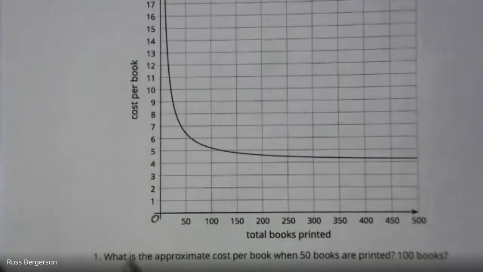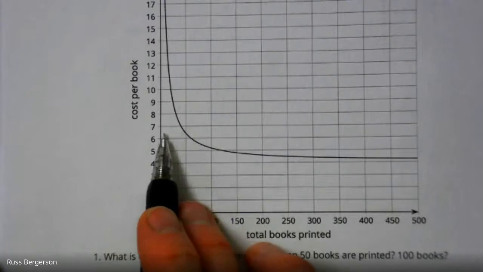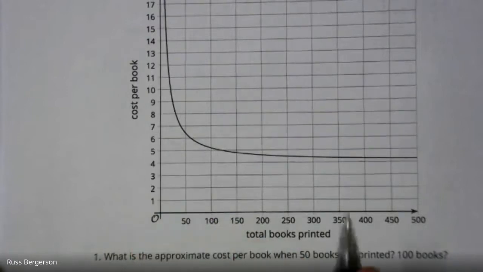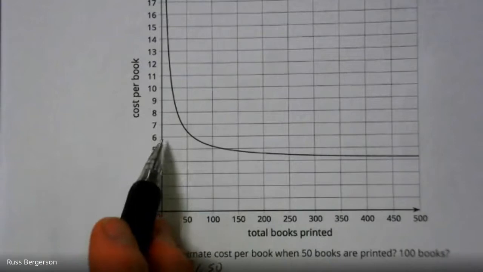It says, what is the approximate cost per book when 50 books are printed? What would you say then? 50 books are printed. Go up here and give me your best estimate. 6.4. Whatever you want to do, it's just got to be something close. So $6.50 maybe. It looks pretty close to that, right about in here.